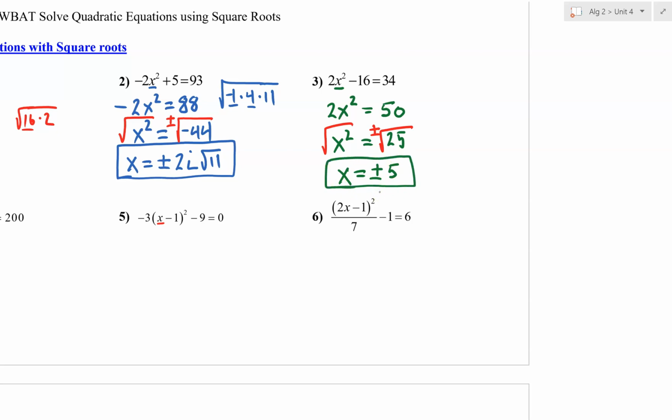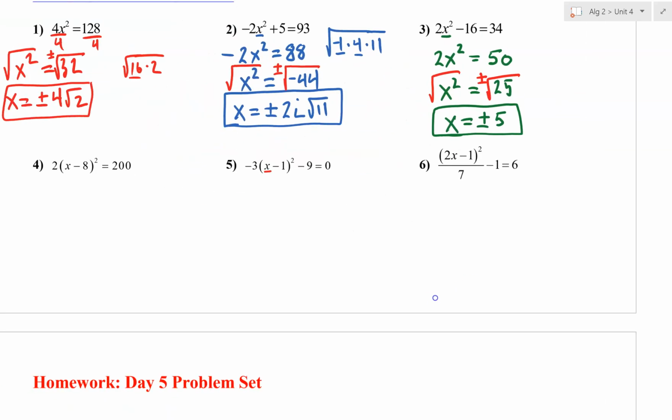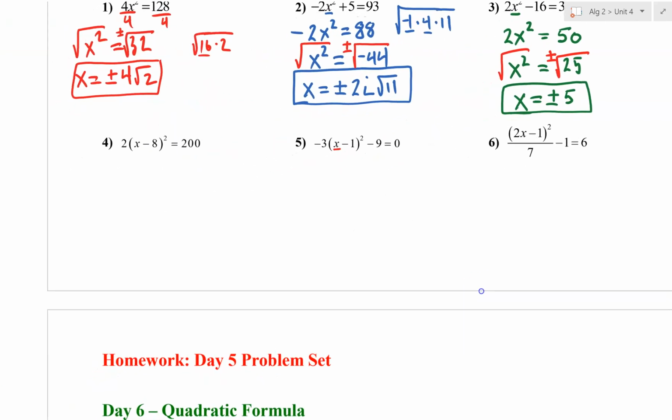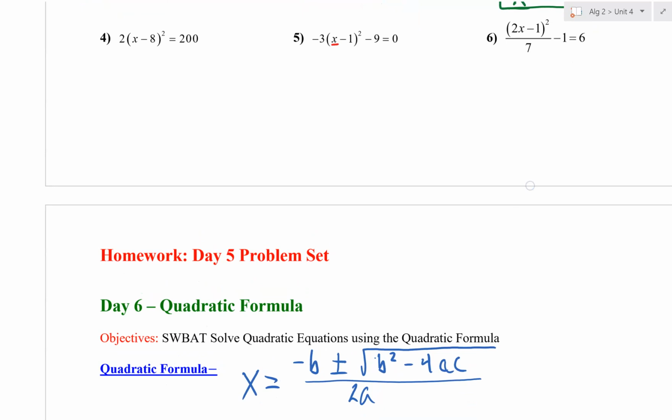Now, we can check an answer like this. Take your 5, plug it back in here. This is going to be 5 squared, which is 25, times 2, which is 50, and subtract 16, that gives you 34. And if you put the negative 5 in, it will work as well, because a negative times a negative makes a positive. So that's why we have to have two answers here. Let's look at the next one.